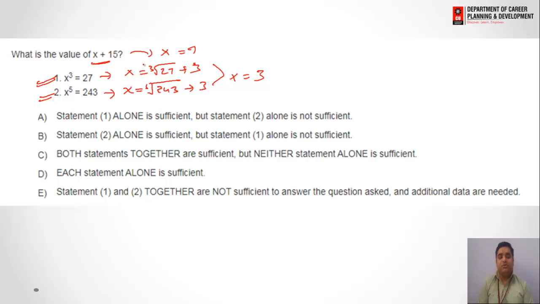Again, we are not supposed to answer the question, but we can understand that using statement 1 or statement 2 alone we can find the value of x, so the equation can be solved further.